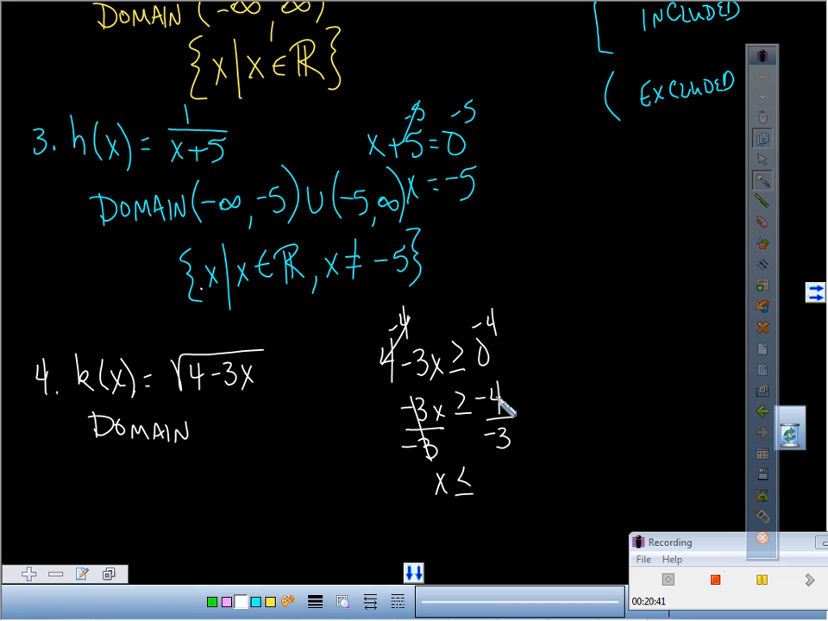Okay? So, what's negative 4 over negative 3? Positive 4/3. So, x must be less than or equal to a positive 4/3. Okay? So, in interval notation, what does that look like? Negative infinity to 4/3. Inclusive or exclusive? Inclusive. Very good. Okay? In set notation, it looks like this. Any x such that x is less than or equal to 4/3.